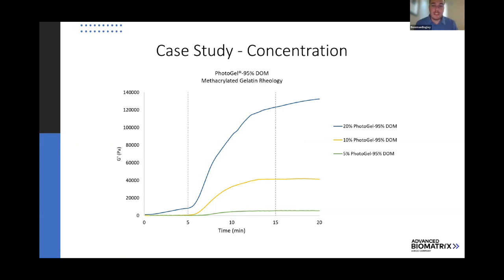So you see that by changing the concentration from 5% to 10%, you're increasing the stiffness from about 5,000 to close to 40,000 pascals. And then again, from 10% to 20%, you're going from 40,000 to, we'll say, 120 to 140,000. So this one protein, this methacrylated gelatin, can almost by itself be tuned to cover essentially the entire physiologically relevant range of stiffness that you might need for a product, which is really cool.